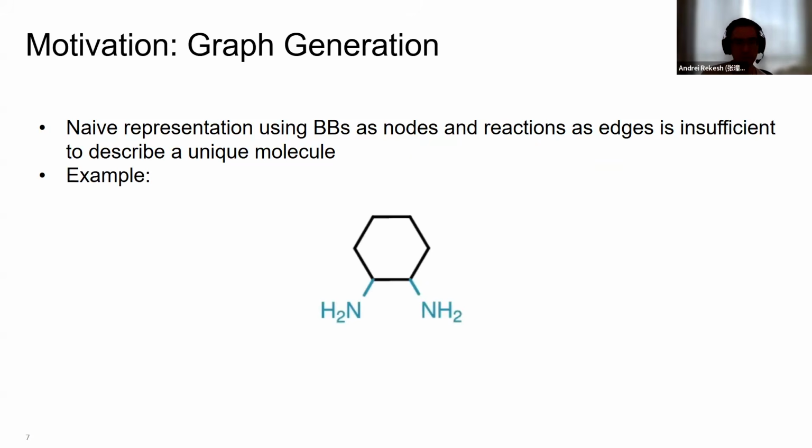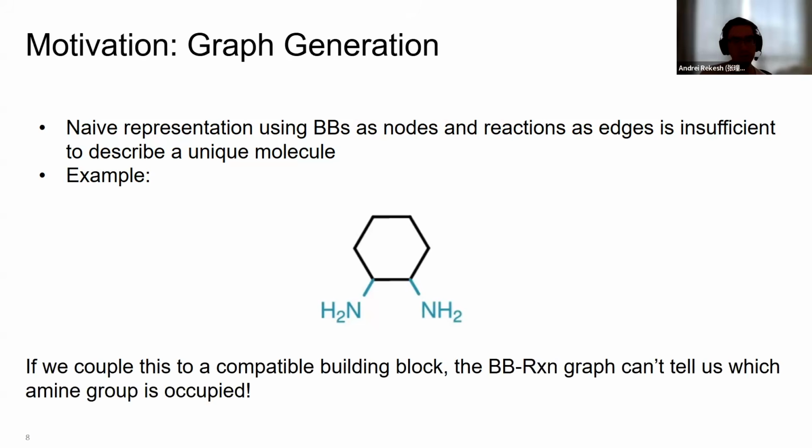So, for example, if we look at something like this, or any building block for that matter, that has more than one identical functional group that can react. So here we have an amine group. If we couple this to a compatible building block, a typical building block reaction graph, like I've described earlier, can't tell us which amine group is occupied unless we provide some explicit notation or consideration for the number of reaction centers on a molecule and label them with which is which.